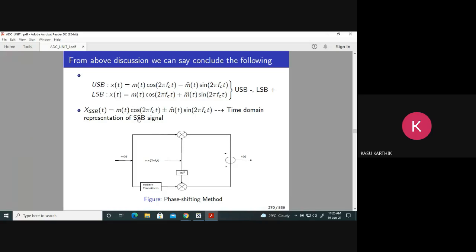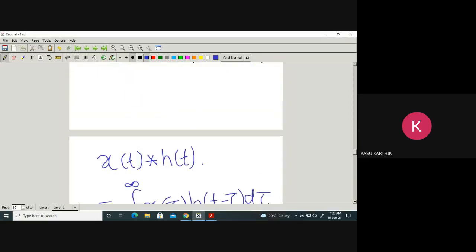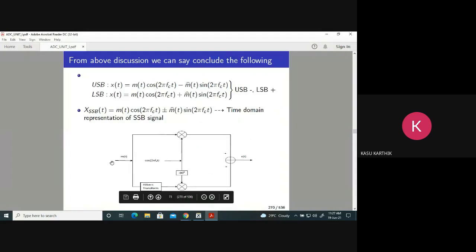How to implement this equation? First, you take m of t. We need m of t as well as m hat of t. So m of t goes here. M of t is multiplied with cos 2 pi fct. This is cos 2 pi fct. What do you get here? M of t cos 2 pi fct.